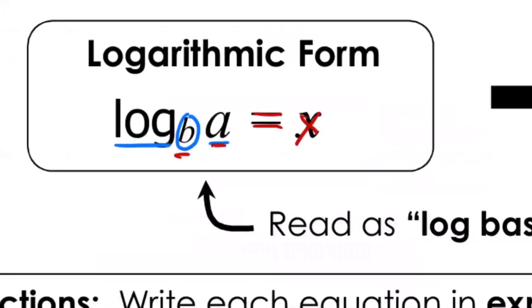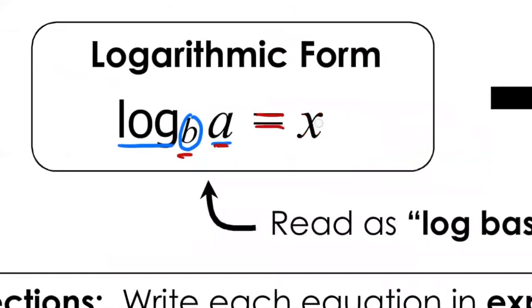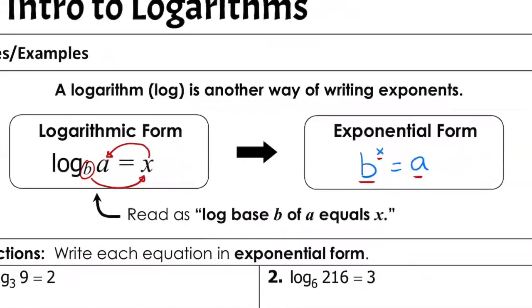So if you look here, I know it got a little messy. If you look here, if I show you this log and I want you to rewrite it as an exponential, all you have to do is say, okay, here's my base. It's to that exponent, and it equals that result. And that's how we get this. B to the x equals a. Okay? And that's how you read it. Log base b of a equals x. Okay, that's how you read the log part. Exponential is b to the x equals a.